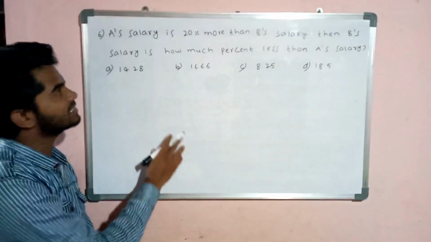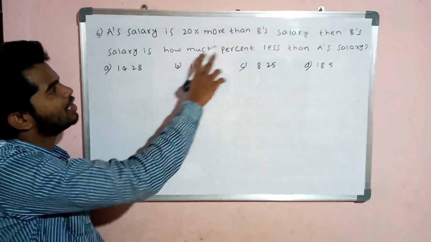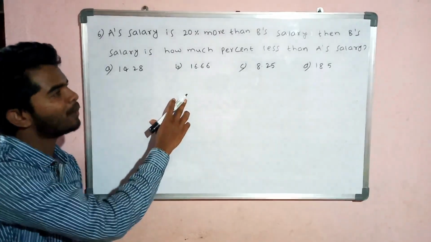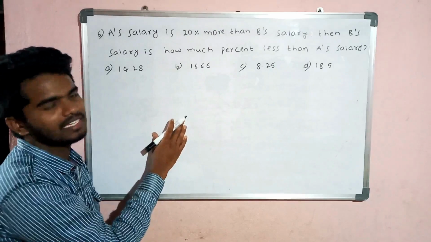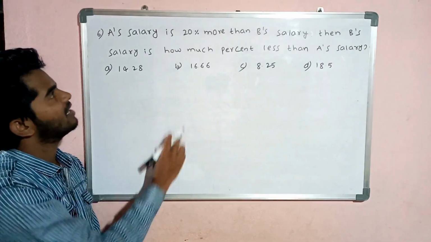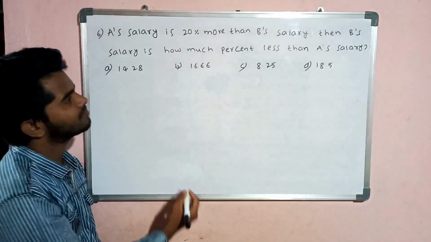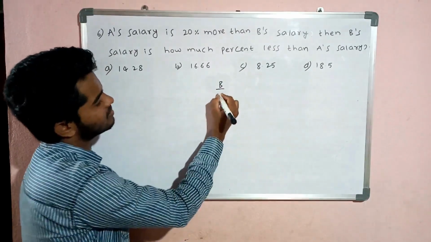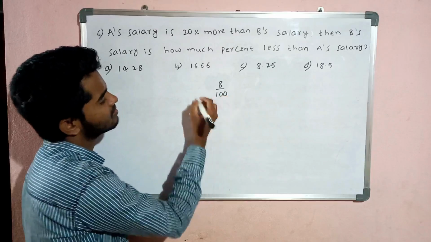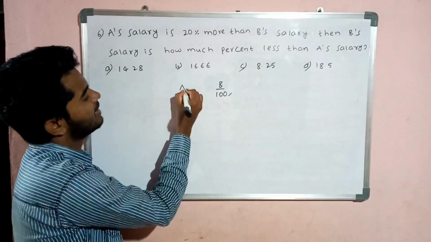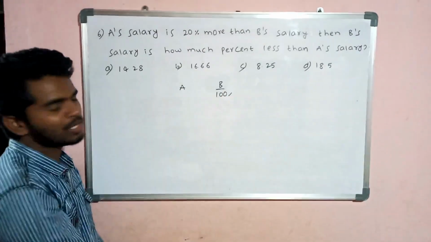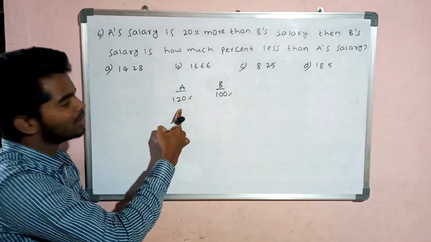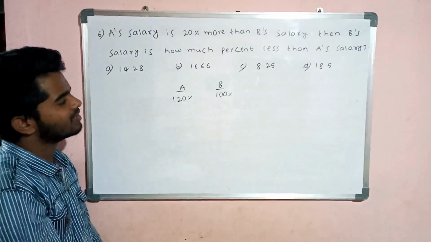Question number 6. A's salary is 20% more than B's salary. Then B's salary is how much percent less than A's salary? A's salary is 20% more. If B's salary is 100%, then A's salary is 20% more: 100 plus 20%, 120%. A's salary is 20% more than B's salary.